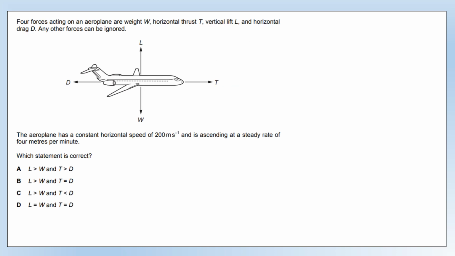Okay, so there are four forces acting on an aeroplane: weight, thrust, lift, and drag. The aeroplane has a constant horizontal speed and it's ascending at a steady rate. So that means it's essentially in equilibrium, which means the forces must be balanced, which is how we know it's answer D.